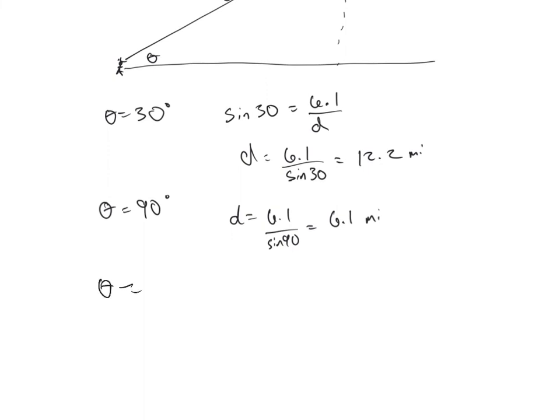What about our theta is 120 degrees? Well, that is our distance is 6.1 divided by sine of 120. That gives me about 7 miles. All right, one last example.